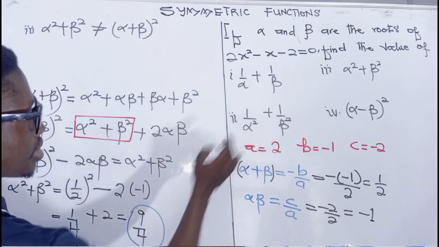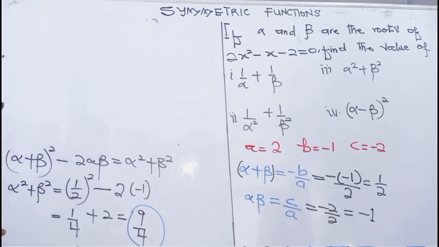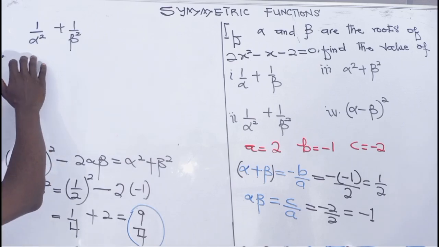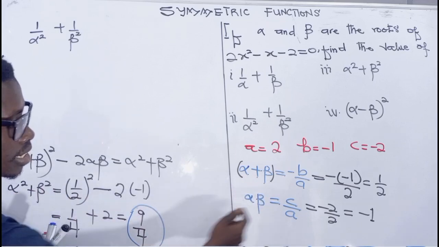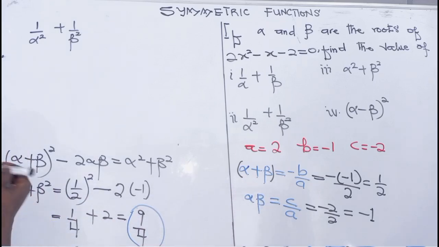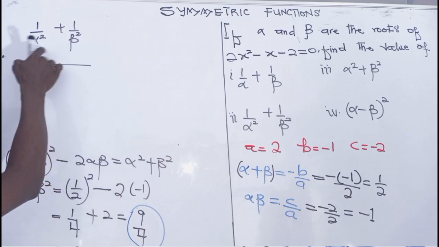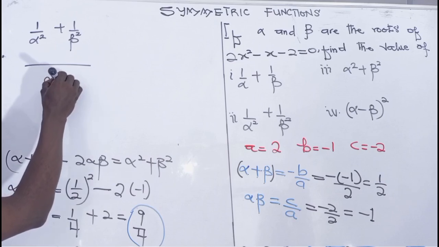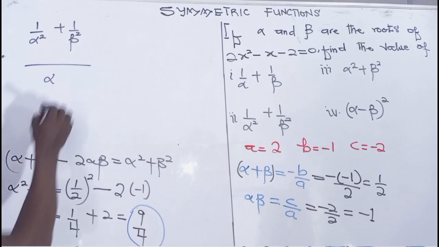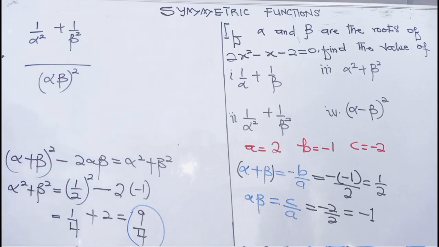Let's look at this particular symmetric function. What we have to do is to massage this symmetric function so that we can have alpha plus beta and then alpha beta within. So in the course of doing that, we have to find our LCM. The LCM of alpha squared and beta squared will give us alpha squared multiplying beta squared, which is the same as alpha beta all squared.